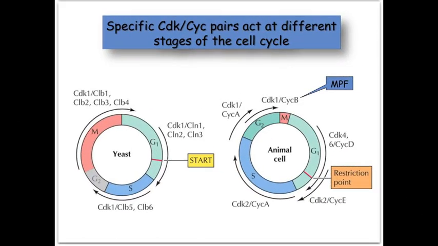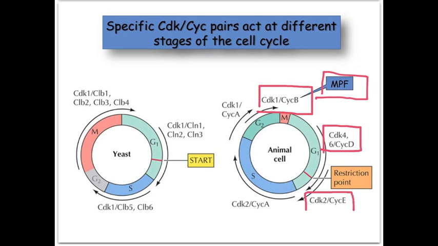There are only 3 different Cdk-Cyclin complexes that you need to learn for the purpose of this class. The first one is the complex formed between CDK1 and cyclin B, also known as MPF. The second one is the complex formed between CDK4 and 6 and cyclin D. And the last is the complex formed between CDK2 and cyclin E. So let's start with the first complex, CDK1 and cyclin B, also known as MPF.